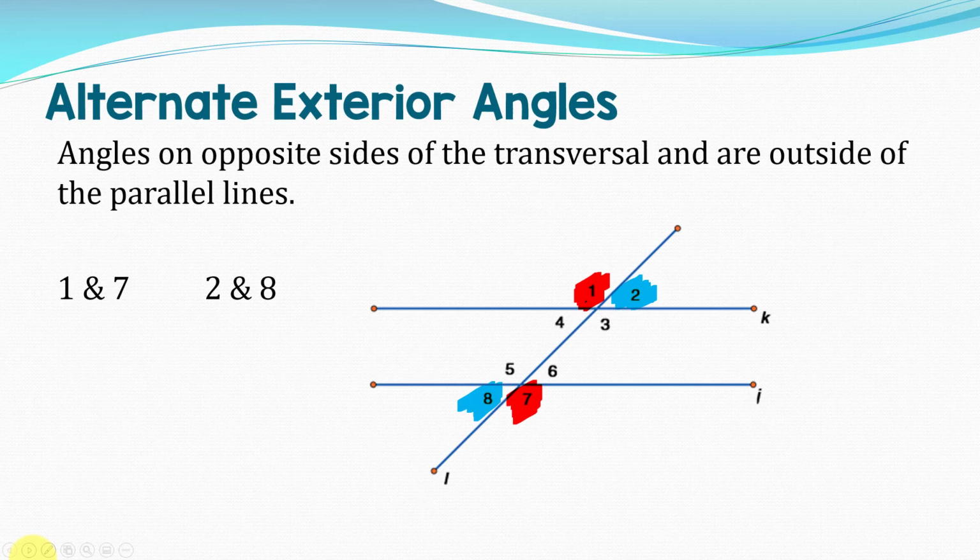All right, our alternate exterior angles. Now the good part about all these definitions, the name of it kind of tells you what it is. Alternate exterior. They are on the alternate side of the transversal. All right, they alternate the transversal, and they are on the outside of the parallel lines. Exterior, they're on the outside of the parallel lines. So these ones are alternate exterior angles.